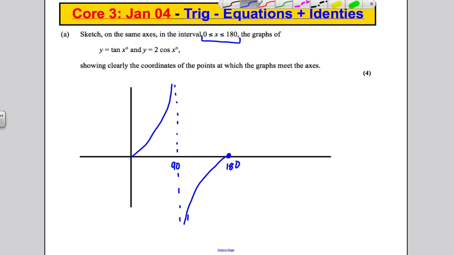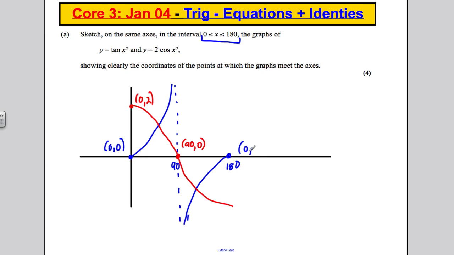And 2 cos x, well 2 cos x is like cos x but is stretched by a factor of 2 in this direction here. So it starts up here, it comes down for 90, and at 180 it would be down here at negative 2. So show clearly all the coordinates where it meets the axis. This point here is 0, 2. This point here is 90, 0. This point here is 0, 0. And this point here is 180 even, and 0. Okay, next part.